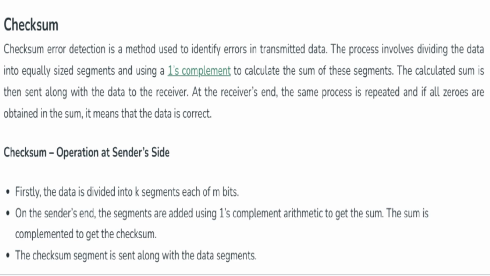Checksum operation at sender side. Firstly, the data is divided into segments, each of m bits, on the sender's end. These segments are added using one's complement arithmetic to get the sum. The sum is complemented to get the checksum. The checksum segment is sent along with the data segments.